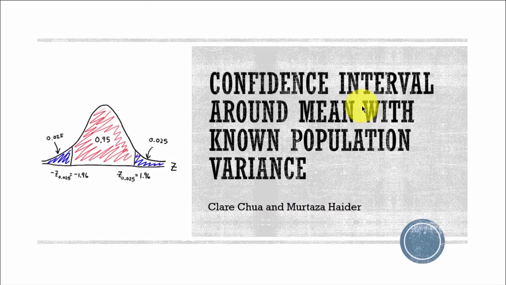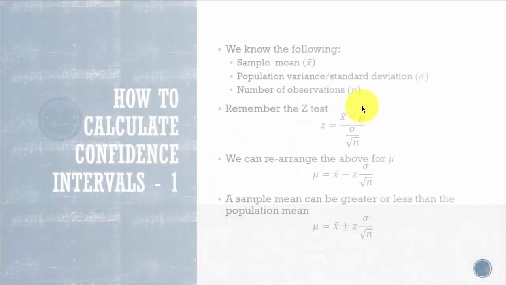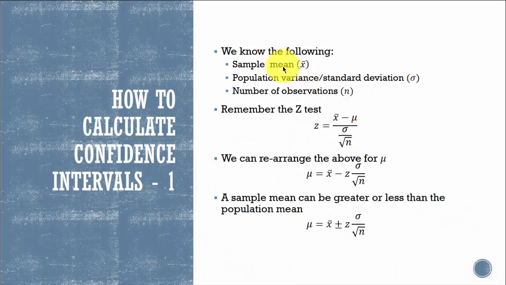So how do we go about it? The way to do it is we know the following. We did the survey and we know the sample mean, which is called the X bar. We know the population standard deviation sigma, and we know the number of observations in our sample. So if you recall the Z test, which was Z is equal to X bar, which is the sample mean, minus the population mean mu, divided by the population standard deviation, which further is divided by the square root of the number of observations. So we can rearrange this equation to make it this following equation.